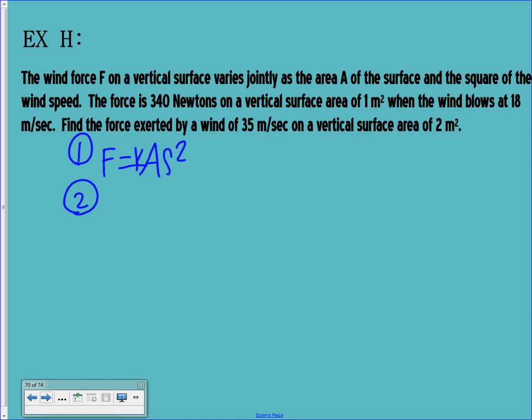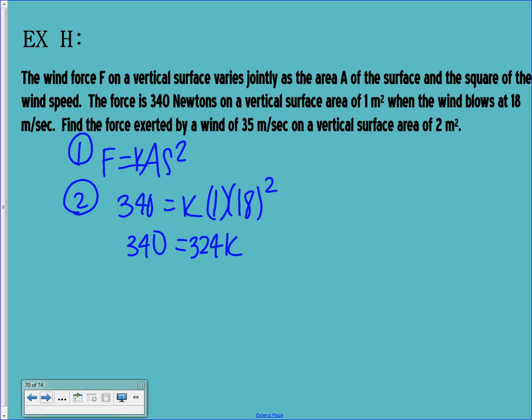So the force is 340 on a vertical surface of an area of 1. So the area is 1. I don't need to square it because it was just A when the wind blows at 18 meters per second. So I have 18 and then squared. On the right side, if I simplify, 18 squared times 1 gives me 324K. And then I've got 340 over here. So I divide each side by 324. If I use my calculator to reduce, I'll get 85 over 81. And you do want to keep that fraction.